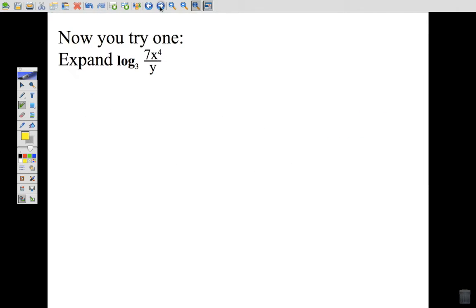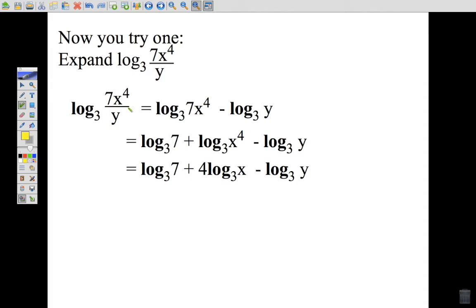Why don't you give one a try on your own? Take a minute and expand this one. Again, thinking of applying PEMDAS in the reverse order. Attack the division first. Then expand the multiplication, and finally take care of the exponent. Your written out solution should look like this. The division changed to subtraction, this multiplication changed to addition, and this exponent becomes the coefficient.